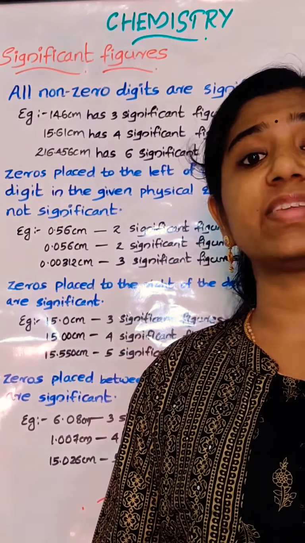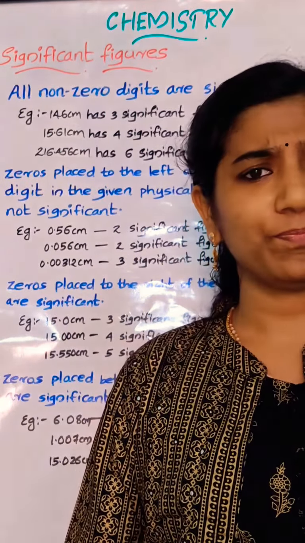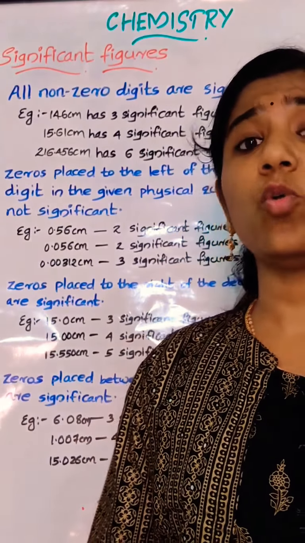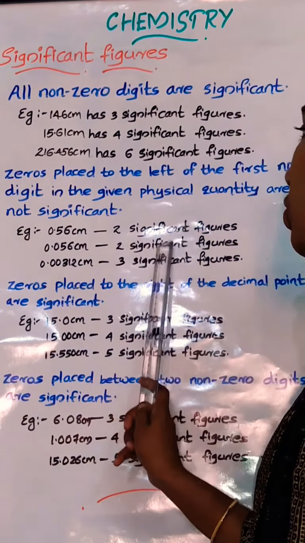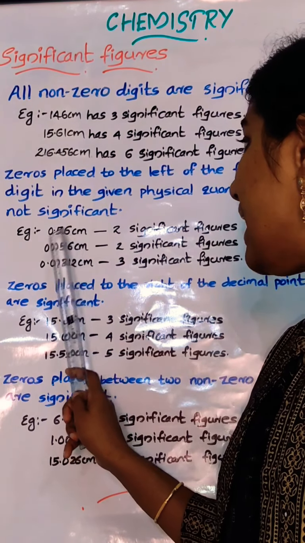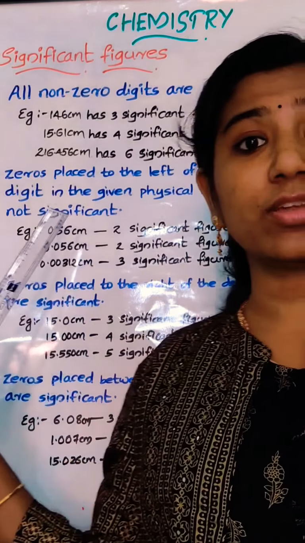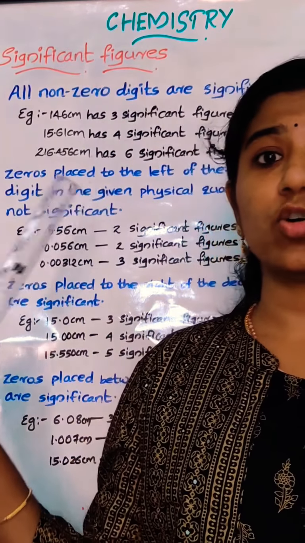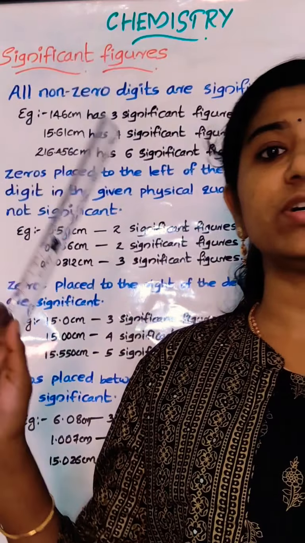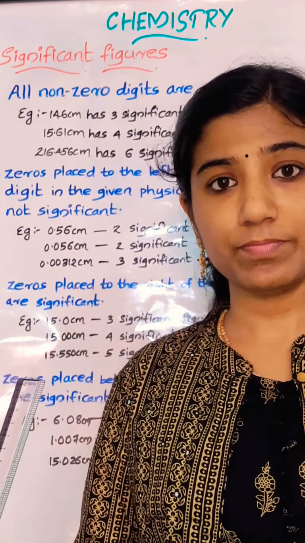0.056. Then how many significant figures will it have? 0.056 will have 2 significant figures, because of the zeros placed to the left of the first non-zero digit. Here the first non-zero digit is 5. Zeros placed to the left of the first non-zero digit are not significant.